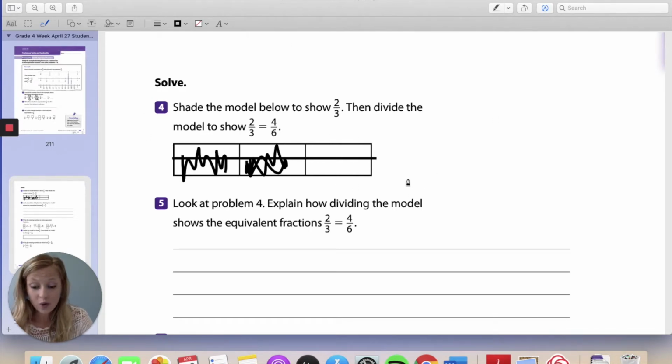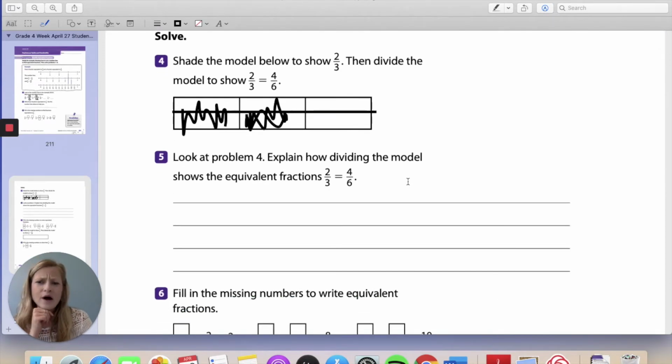So let's go ahead and talk about this though, because it's important that we can explain what happened. So number 5 is a challenge question that I want us to do together, where we're going to explain how when we divided that model, it showed the equivalent fractions. So one possible explanation that we could say is when we divided the model, we have twice as many equal parts and twice as many shaded parts.